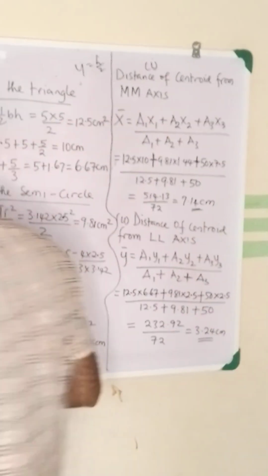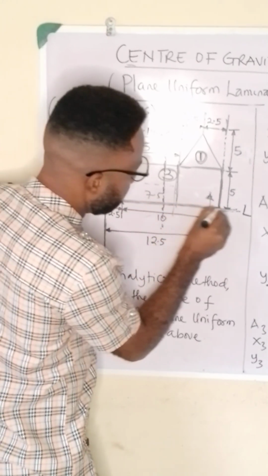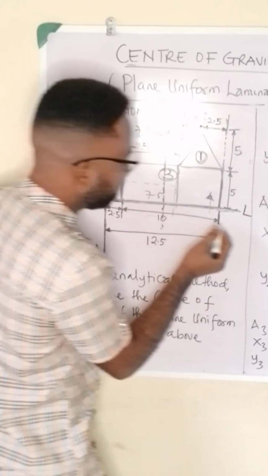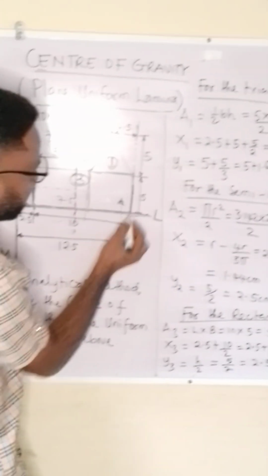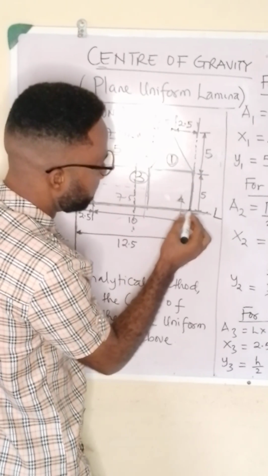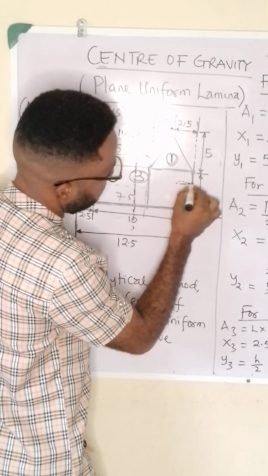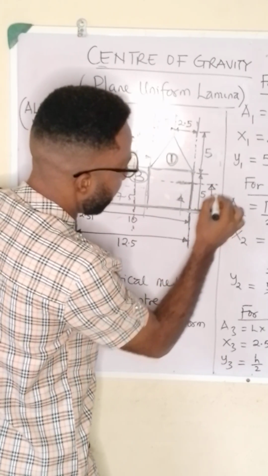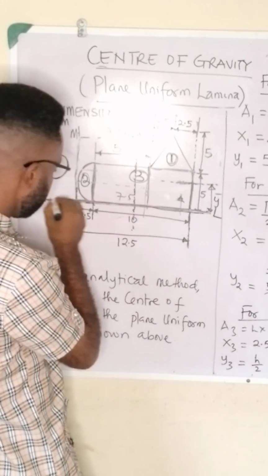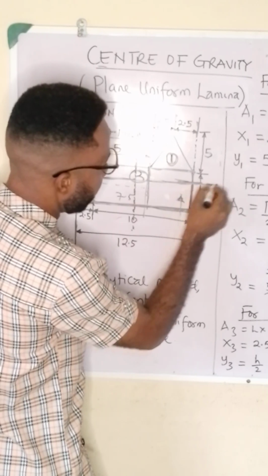Now let me interpret the answer here. What this implies is, from this reference point of LL, our centroid from the LL axis is 3.24. We know that from here to here is 5. It means maybe 3 should be around this point. Let's say 3 should be around here. So our centroid, that is our Y bar, from this axis will be around here. This is where the centroid for this will lie.